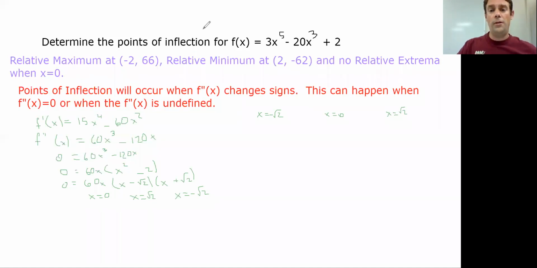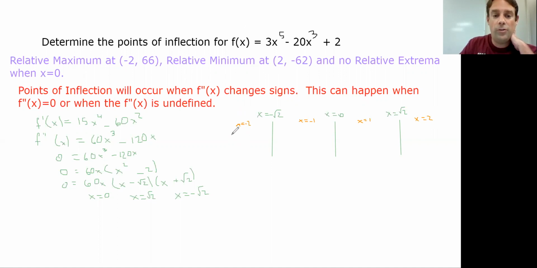So we're going to put them on our number line, and we're going to test the intervals. From negative infinity to negative root 2, I need to pick a value to test. How about x equals negative 2? Between negative root 2 and 0, we can test negative 1. We're just testing values in between these intervals, from 0 to root 2 and from root 2 to positive infinity. I'm just going to plug them into my second derivative to see what it does on those intervals.